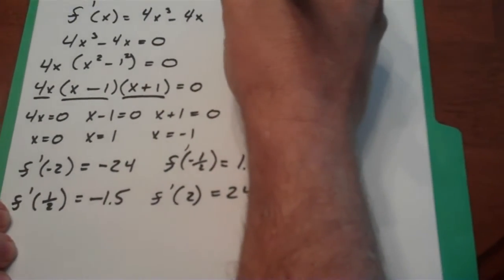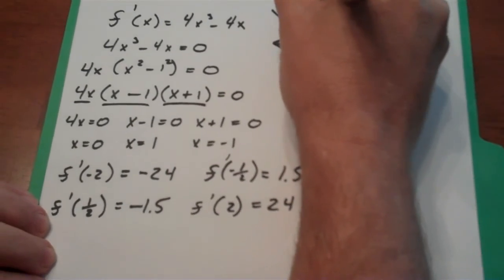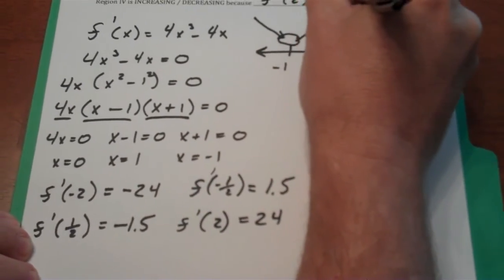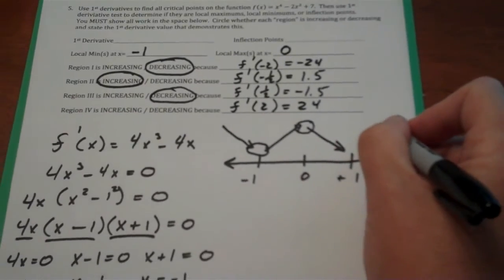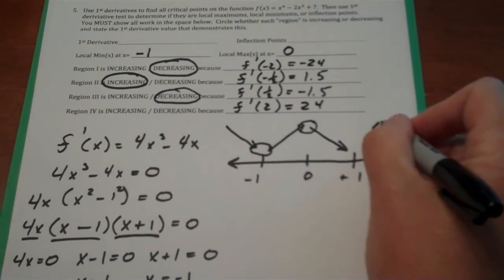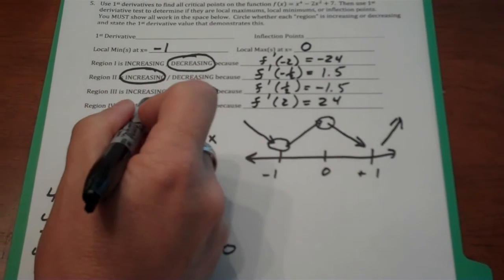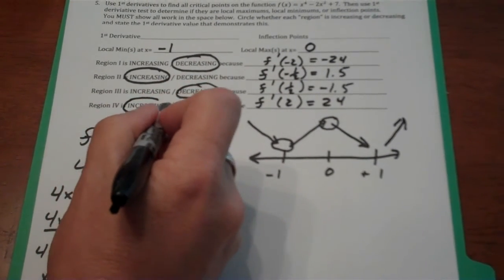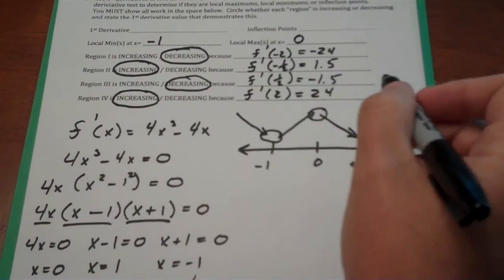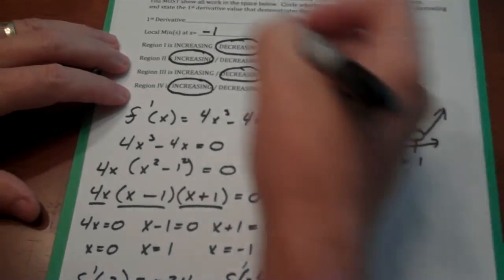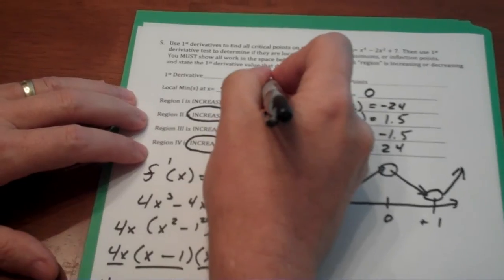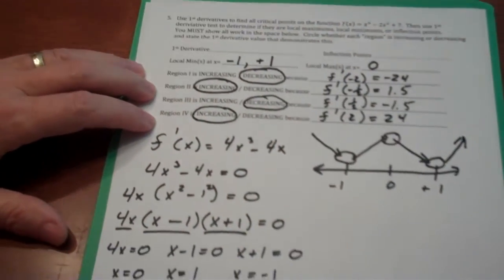So, since the first derivative at x equals 2 gives me a positive 24, I know for a fact at this point, since it's positive, my final region is increasing. So I will circle increasing here in region 4. And this also tells me, by the way, that at this point, this must be again a minimum. So I'll put that up here in the minimum section.